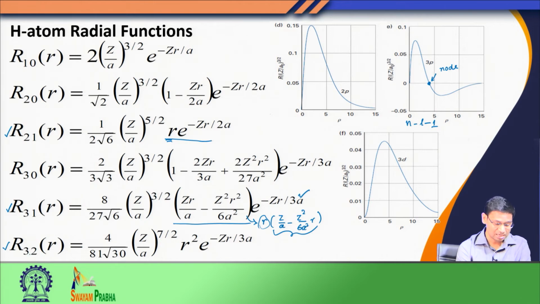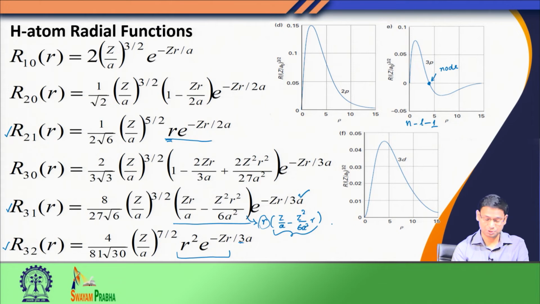Here l is 2. When l is 2, you see the functional form is, apart from the constants, r squared. We discussed that since it has an l value of 2, it should have an r to the power l type of term, and that is true, multiplied by an exponentially decaying function. The function decays slowly because it is minus z r divided by 3a. Now let us look at small values of r.